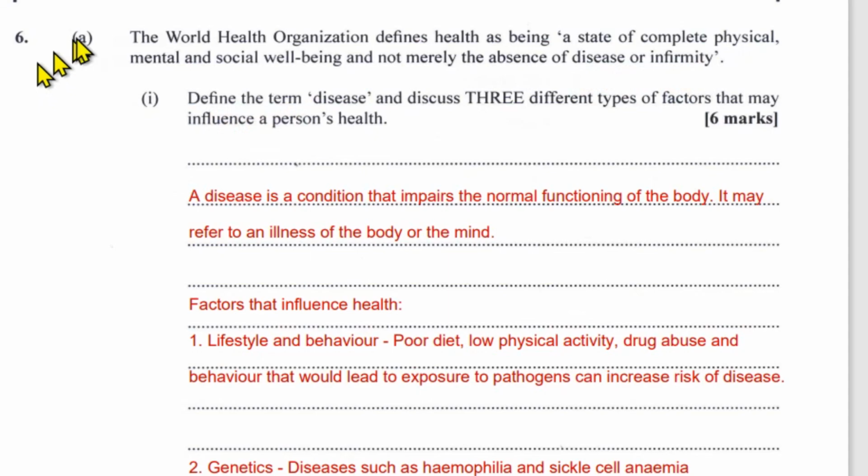Okay, let's look at 6. The World Health Organization defines health as being a state of complete physical, mental, and social well-being, and not merely an absence of disease or infirmity. Define the term disease and discuss 3 different types of factors that may influence a person's health. So a disease could be simply defined as a condition that impairs the normal function of the body. It may refer to an illness of the body or the mind.